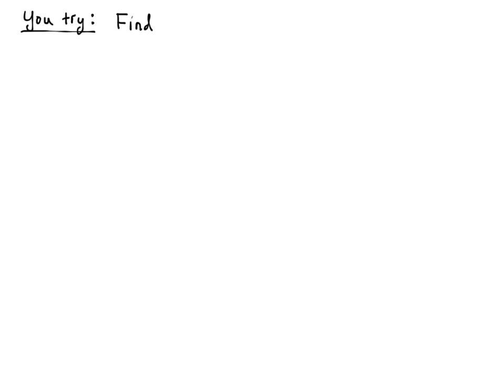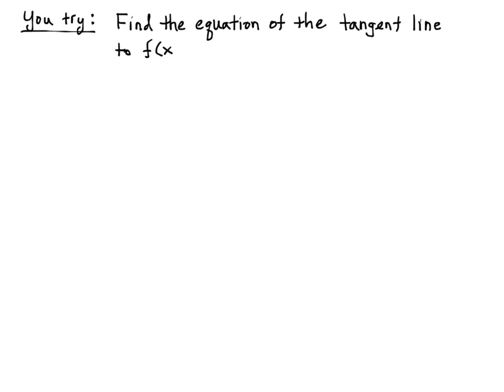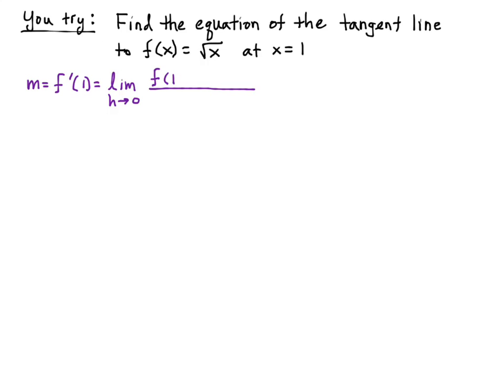Okay, so I'd like you to try one. I want you to find the equation of the tangent line to the function square root of x, where x equals 1. Okay, so I want to make this substitution. Recognize that my slope is going to be the derivative at 1.